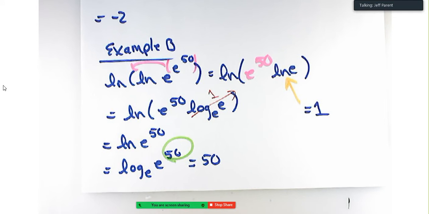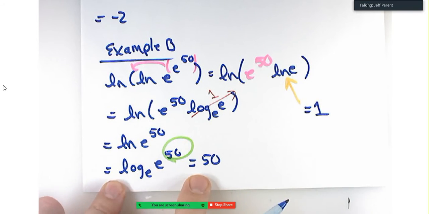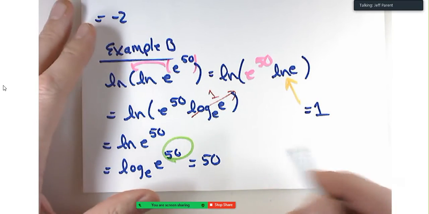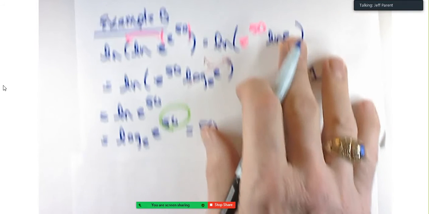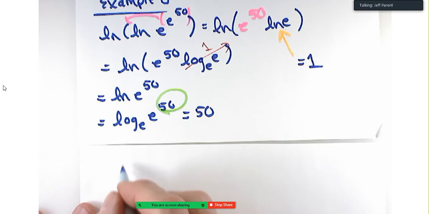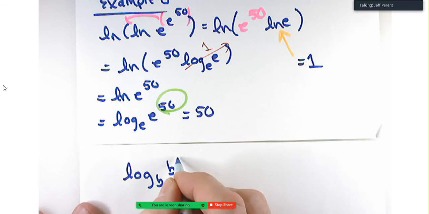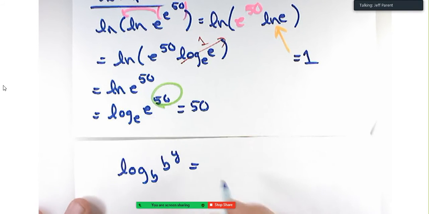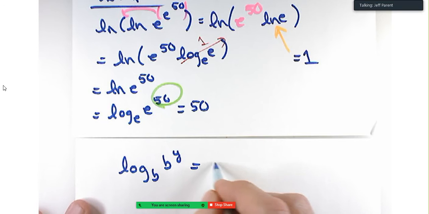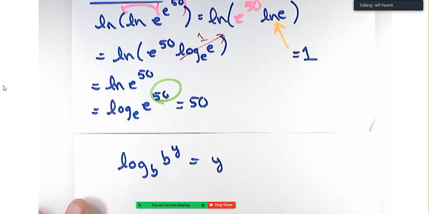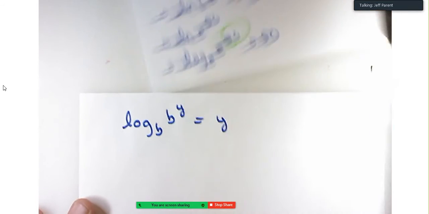So what rule allows you to go from ln e to the 50 to log base e of e to the 50? You mean this step right here? Yeah, I'm just confused with how it goes from that. Sure. There are really a couple of rules that work together with inverses. If you have log base b of b to the y power, for instance, then that's just going to be y. These operations, in effect, cancel each other out.